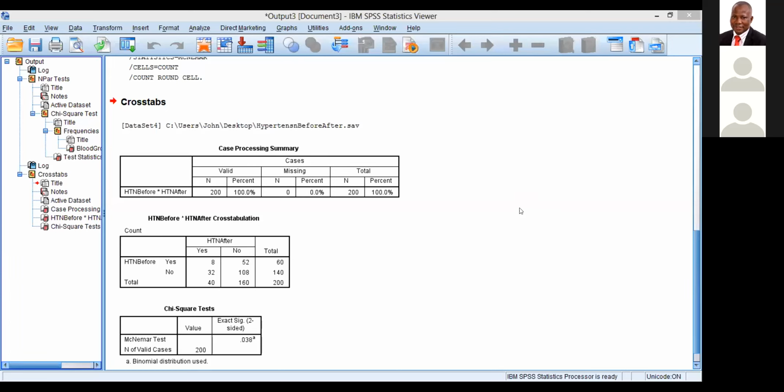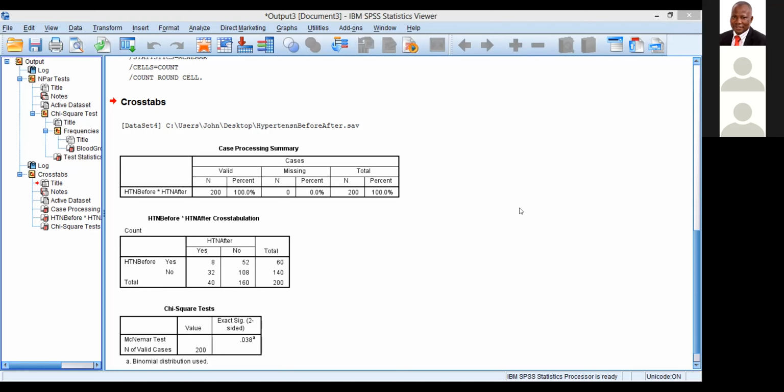Yeah. So you will see under chi-square test, down there, that table shows you yes, no, all those ones. It's the same thing we have in our example. You see the concordance, discordance, all those ones. You see that the total is still 200. Under hypertensive before, under yes, the total is 60, and under no, 140 were not hypertensive. For after, under yes, 40 were hypertensive, and under no, 160 were not hypertensive.